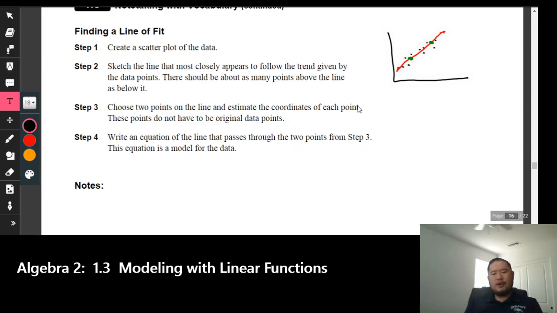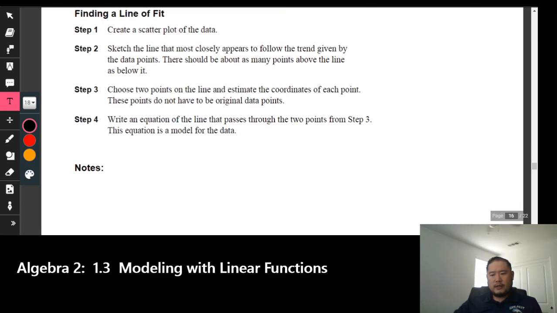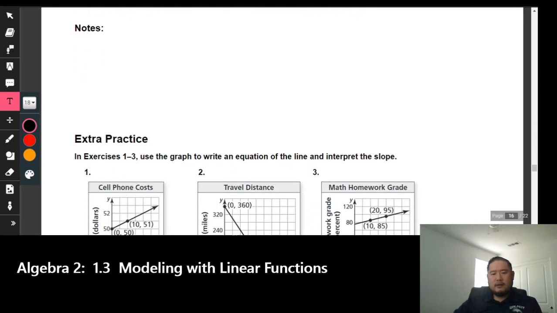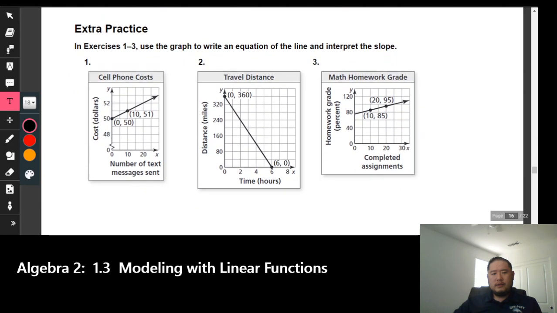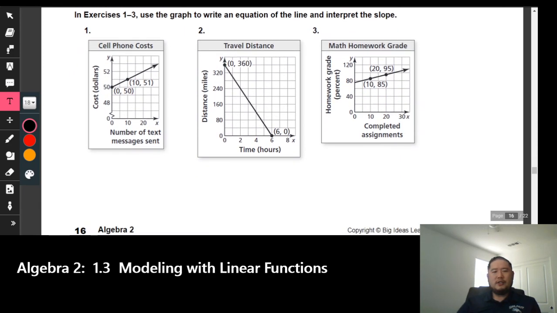And then step 4, you write an equation of the line that passes through the 2 points from step 3. So part of it, what we would probably end up doing is using the regression calculator to help us come up with our equation. All right, moving along. So it says, use the graph to write an equation of the line and interpret the slope.